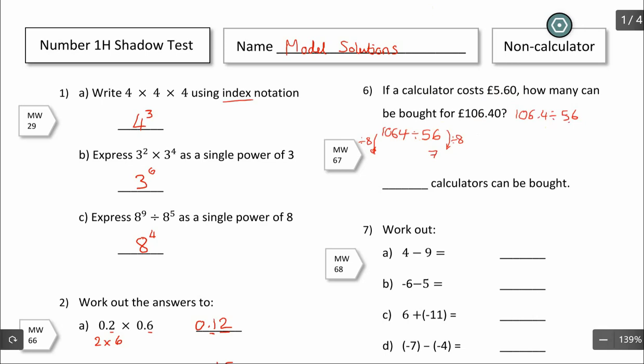So 56 divided by 8 is 7. How many 8s go into 1064? Just do a little division over here. So there are 0 8s in 1, there's 1 in 10, 2 remaining, 3 in 26, 2 remaining, and there's 3 in 24. So 133 divided by 7.